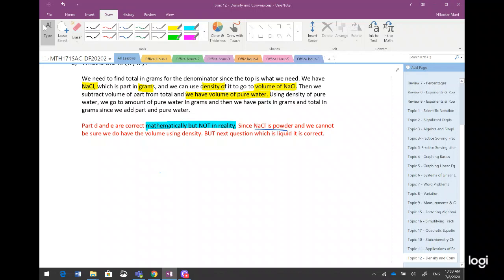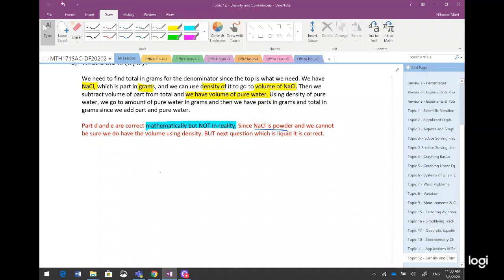So we have NaCl, which is part in gram. I can change this to milliliter using density. Then I can subtract and find how much water I have. Because it's pure water, I can go to gram of pure water. And then I can add this to gram of NaCl and find total gram of solution.